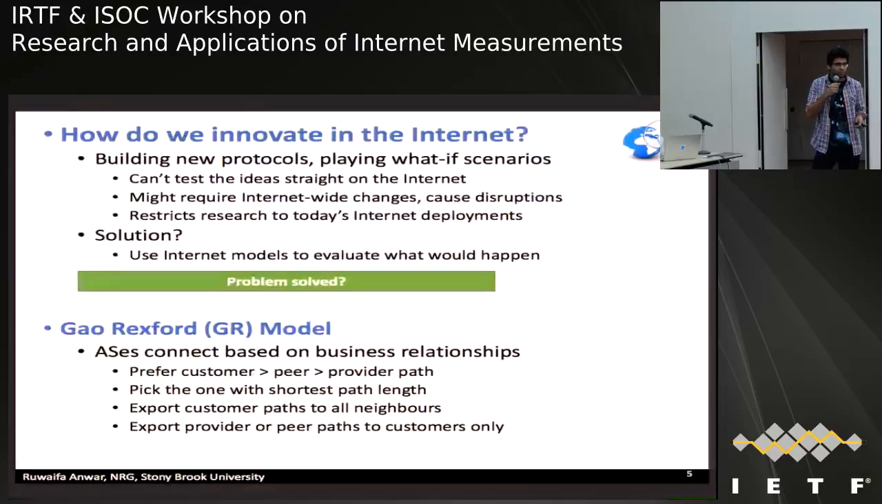As far as export policies are concerned, a customer path is exported to all neighbors, while a path from a provider or peer may be exported to customers only. But how well does this model actually hold?